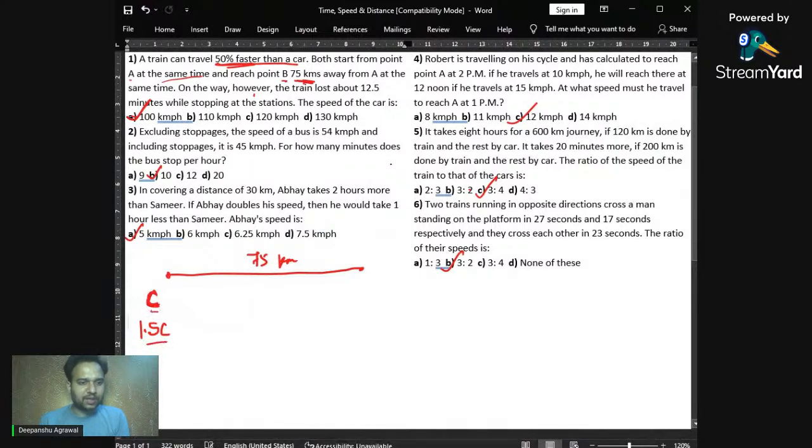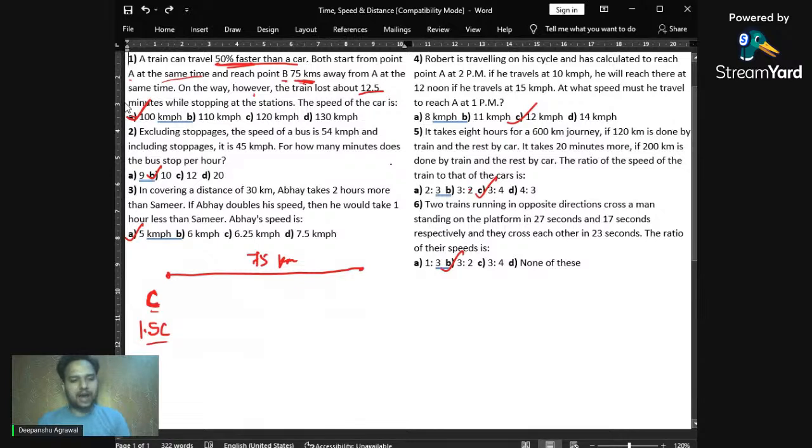Now on the way, however, the train lost about 12.5 minutes while stopping at the stations. So the car was continuously moving till it reached point B, but the train has lost 12.5 minutes in between points A and B. We have to find the speed of the car, the value of c. The question is also saying that the car and the train start at the same time from point A and reach point B, 75 kilometers away from point A.